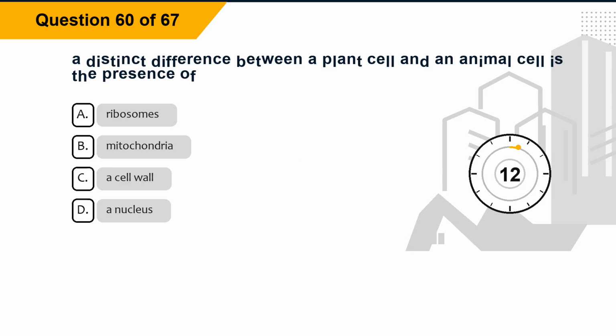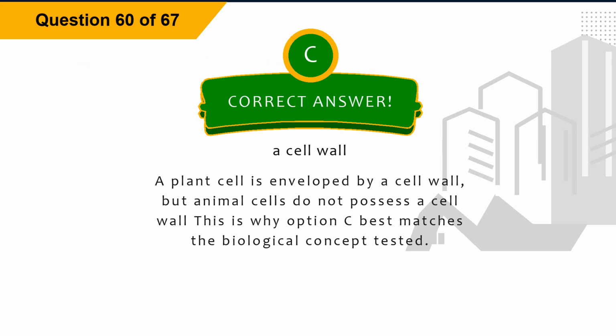Question 60. A distinct difference between a plant cell and an animal cell is the presence of option A, ribosomes. Option B, mitochondria. Option C, a cell wall. Option D, a nucleus. The correct answer is option C, a cell wall. Explanation. A plant cell is enveloped by a cell wall, but animal cells do not possess a cell wall. This is why option C best matches the biological concept tested.